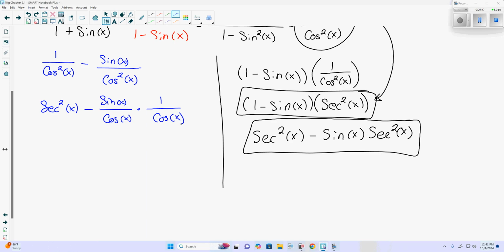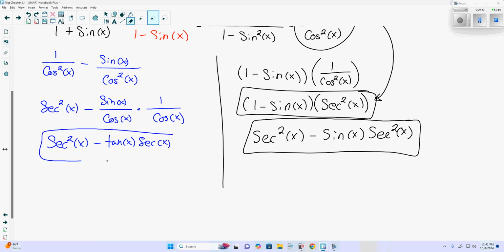Now this seems very odd. Why in the heck would I do this? What's sine over cosine? It's tangent, yes? So really what we can say is secant squared of x, but this first one's tangent of x, and the other one is secant. And here, that's technically the correct answer.